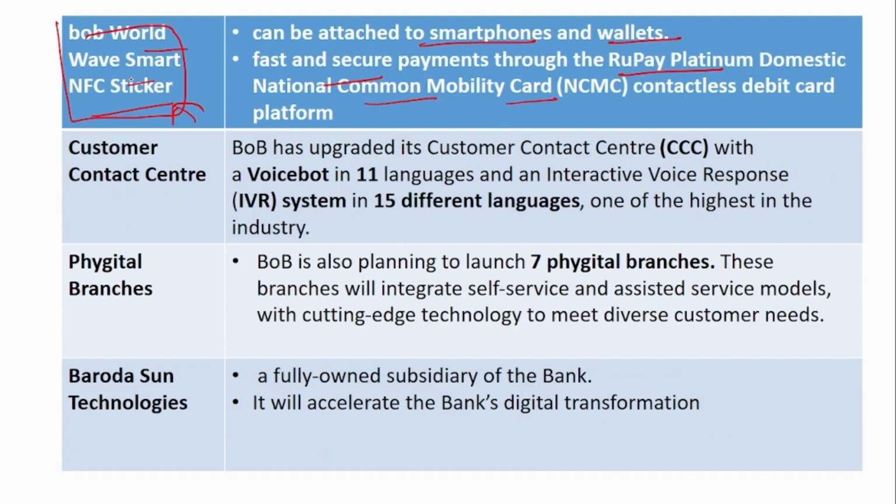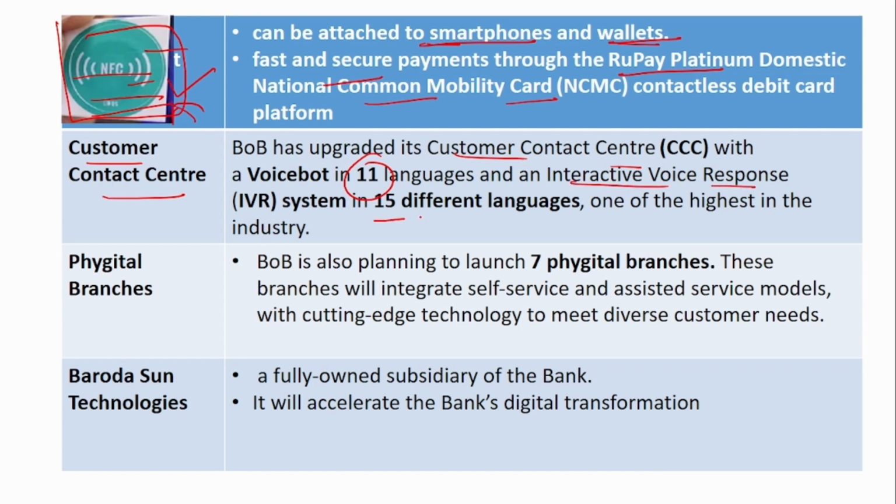So next is BOB World Wave Smart NFC stickers. These are the NFC stickers, which can be attached to smartphones and wallets, and payment can be made via these NFC stickers. Next is the customer contact center. It has upgraded its customer contact center with voice bot in 11 languages and also an interactive voice response with 15 different languages.